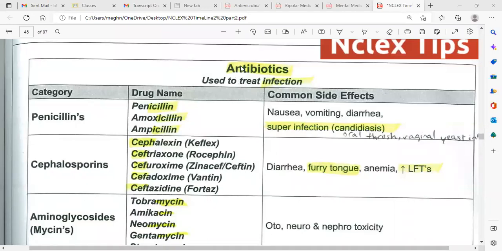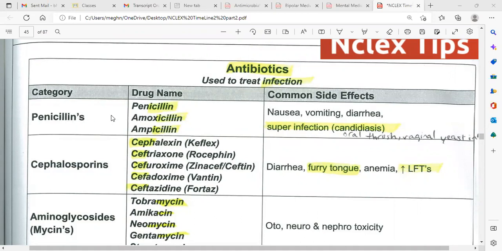Here we are going to talk about antibiotics. We use antibiotics to treat infections, right? The first category, penicillin. The most common drugs are penicillin, amoxicillin, and ampicillin. Let me recap it: penicillin, amoxicillin, and ampicillin. This is the most common example. How do they help us? We use penicillin for gonorrhea or pneumonia, and even for urinary tract infection.